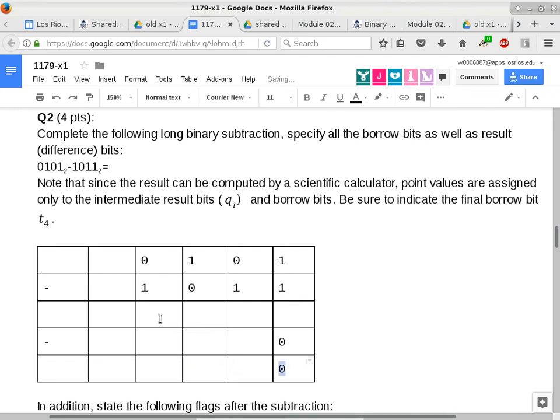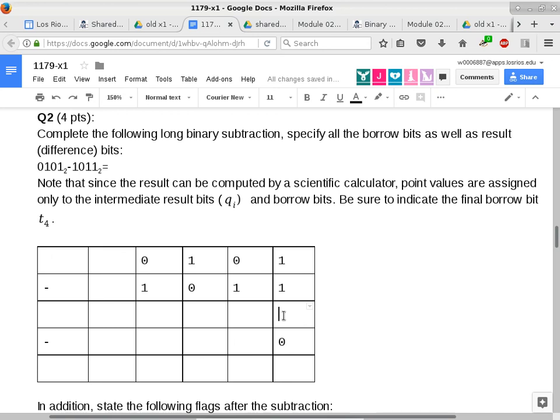Okay. So this is the question. I give you a subtraction of 4 bits and you have to fill in the blanks, but you have to use the long format of subtracting, so no shorthanding the whole thing. Which also means that even if you have a calculator that can do binary subtraction, it's not going to be helping you much.